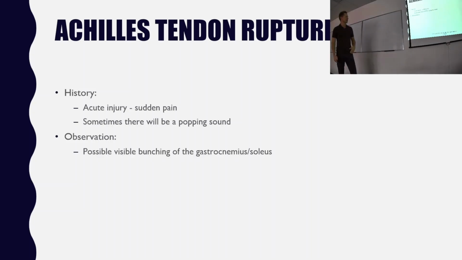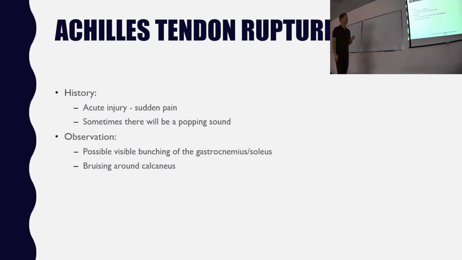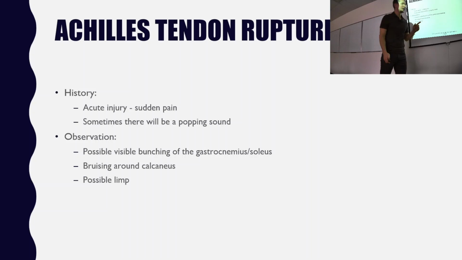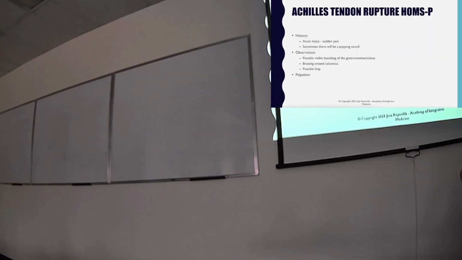So for observation, possible bunching of the gastroc and soleus, and we'll see an image here in a moment, as the gastroc or soleus, usually the gastroc, bunches up close to the knee. Bruising around the calcaneus, significant bruising around the calcaneus, and then possible limp. Possible limp. Isn't that weird? We're talking about a fully ruptured muscle, and there's only a possible limp.